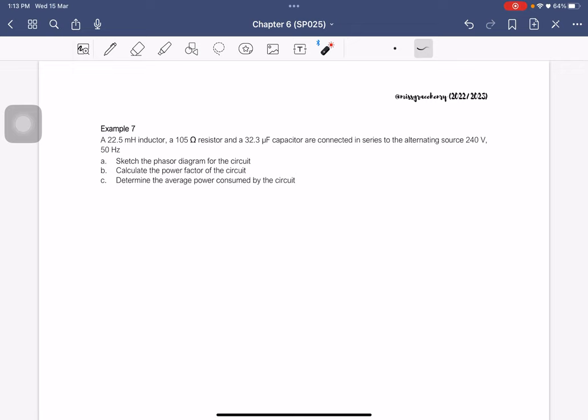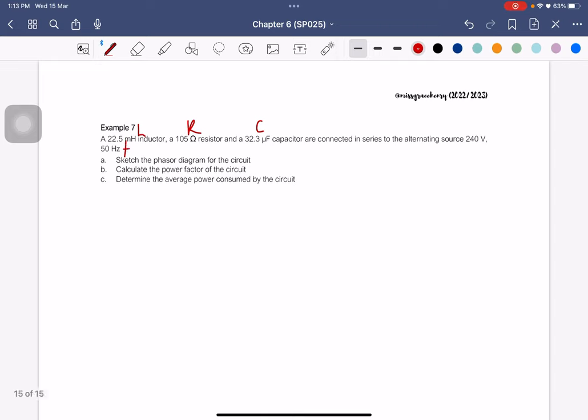Okay, right, the final example in this chapter is example 7. We have a 22.5 millihenry inductor, and then this is resistor, this is capacitor connected in series to the alternating source of 240 volt 50 hertz. So this is F, this is RMS. So we have to sketch the phasor diagram for the circuit, but before we do that, we need to know whether the inductor ataupun capacitor yang bigger.